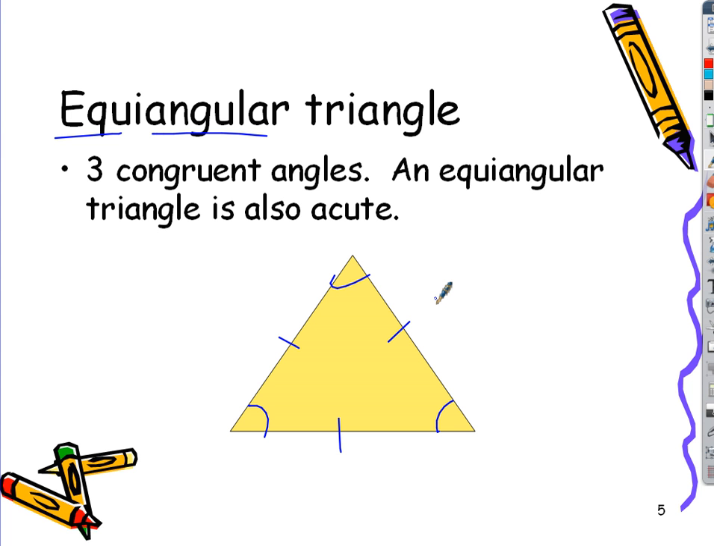Sure. 180 divided by how many angles? 60, right? Because 180 divided by 3, they'd all have to be 60 if they're going to be the same and add up to 180. So that would be acute. We'll find later that any triangle that is equiangular also has 3 congruent sides. And so what's the last thing we probably could say about this? If we know all 3 sides are congruent, it's also equilateral. Yeah, there's lots of ways we could describe this one.